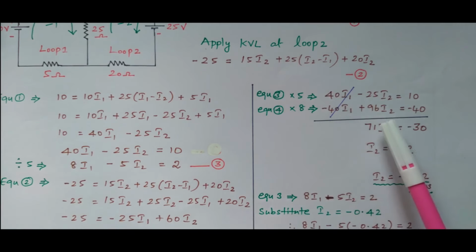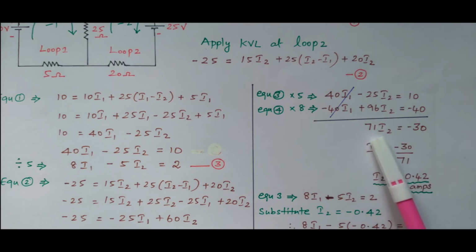So minus 25 I2 here, 96 I2 is there. So the difference between these two is 71 I2. Similarly, 10 here, minus 40, so the resultant will be minus 30. 71 I2 equal to minus 30. So I2 equal to minus 30 by 71. By dividing minus 30 by 71, it is minus 0.42 amperes. So I2 is minus 0.42 ampere.